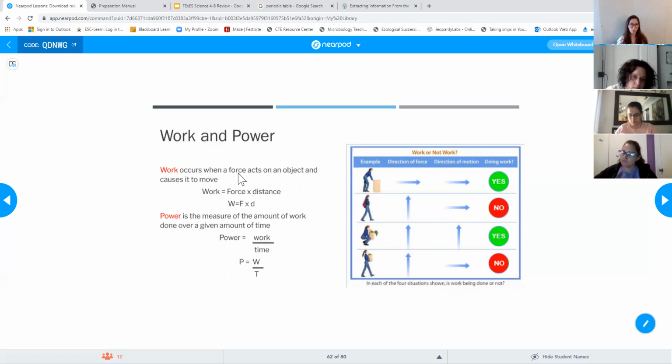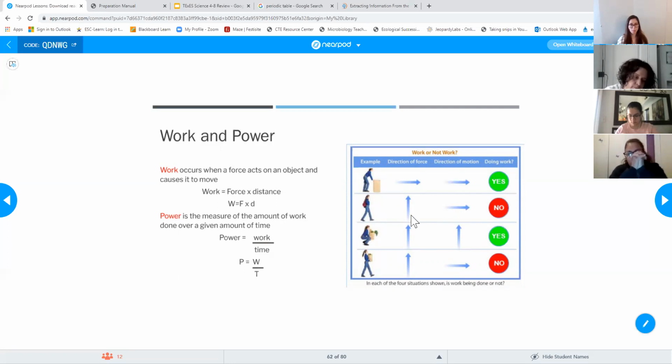But if I never moved the wall, I didn't do any work on the wall. So it all has to do with whether that object moves, and it has to move in the direction of the force. Just like in these examples that we have here. If I'm pushing this box and the box is moving in the direction that I'm pushing it, then that is doing work.